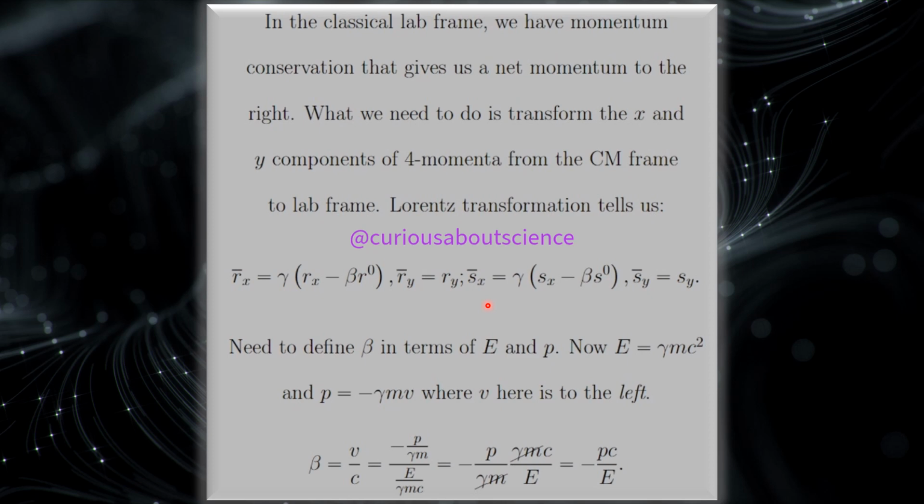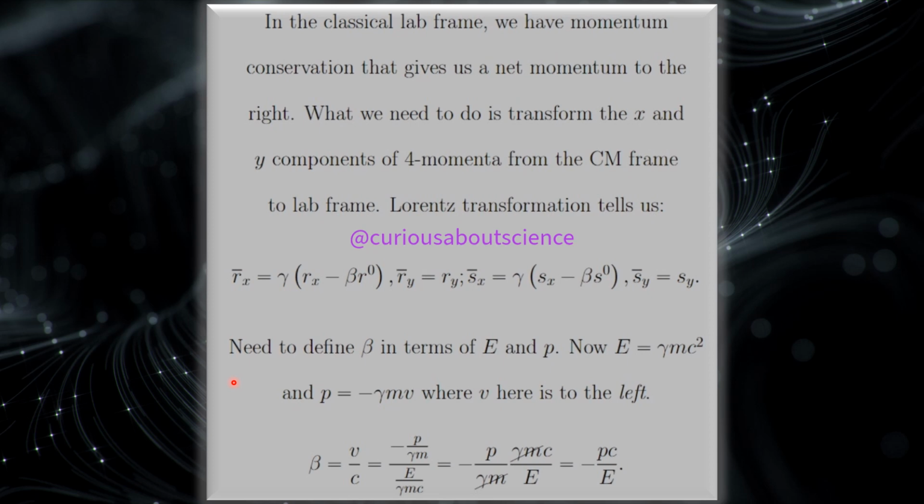So it's only the X direction that is moving. And then we have S_X give us again a transformed coordinate, and S_Y stay the same. But we need to define beta in terms of E and P, the energy and momenta. We know that the relativistic energy is gamma mc squared and P is equal to gamma mv.